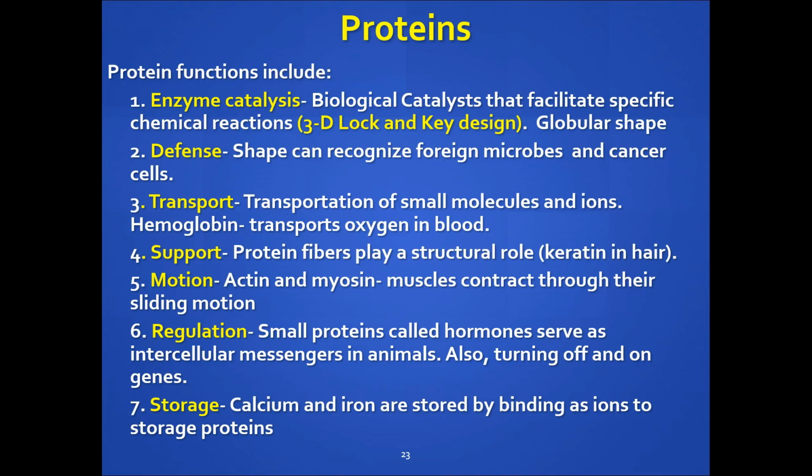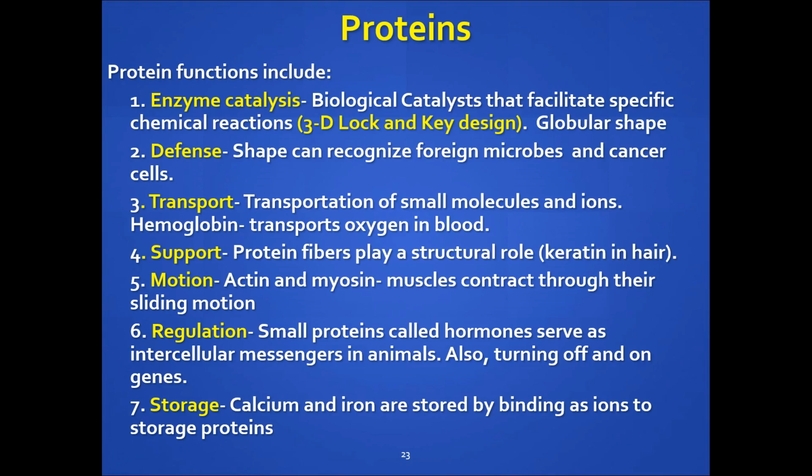Motion, this is what we typically think about when we think about meat. You're usually buying muscle tissue as chicken breast or chicken thigh, chicken legs, hamburger steaks. This is all muscle tissue that you're buying. The two proteins that muscle is made out of is called actin and myosin. Regulation, almost all hormones are protein-based.